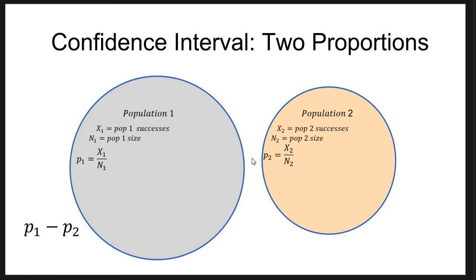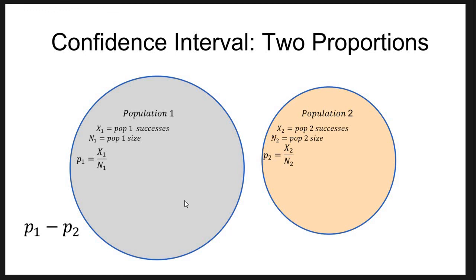In the same way, the second proportion, P2, is the total number of successes in population 2, which is X2, over N2, which is the population size of population 2. What I'm interested in is the difference between these two proportions. P1 is the first proportion, P2 is the second proportion. I want to know what the difference is between those two proportions.